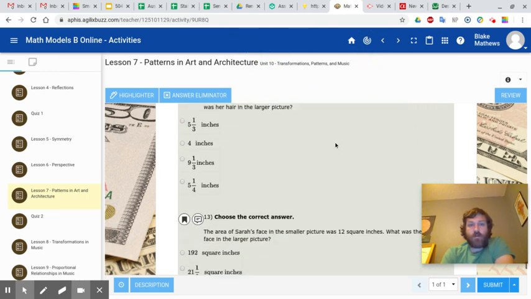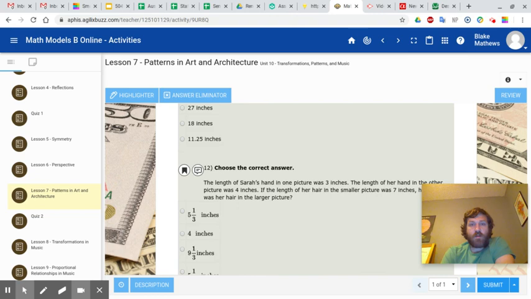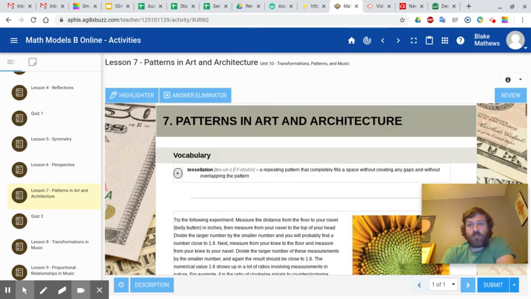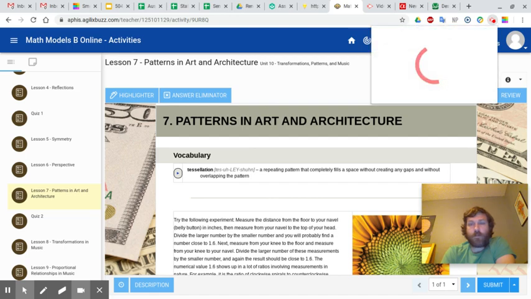More of the same on the rest of these problems. You're just using the same basic problem solving for those as well. I'll stop here.